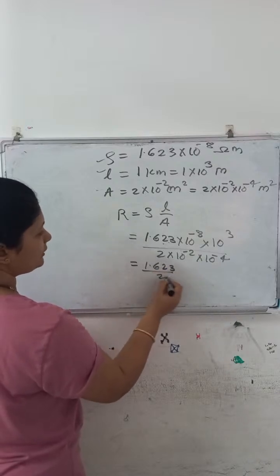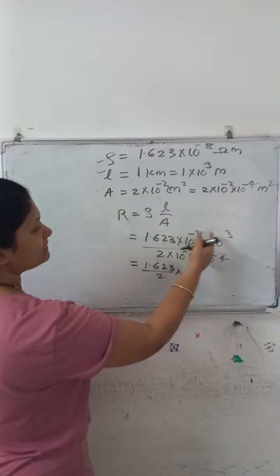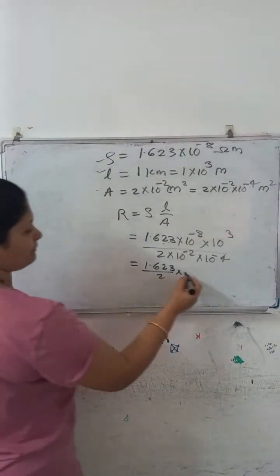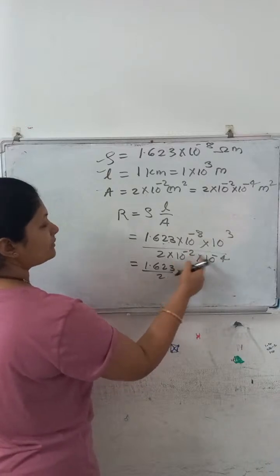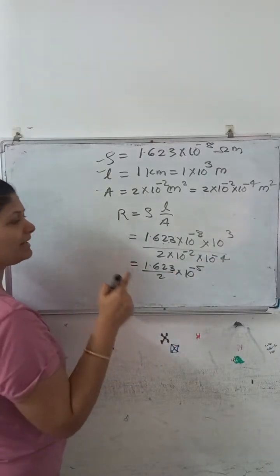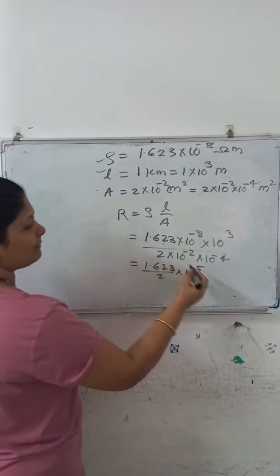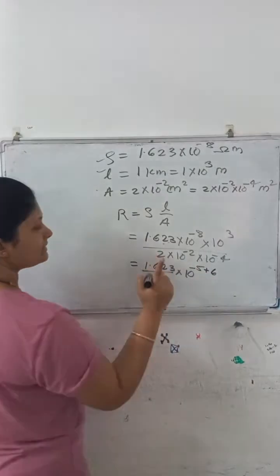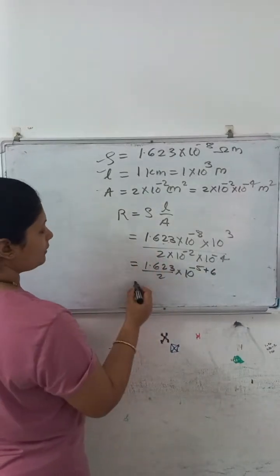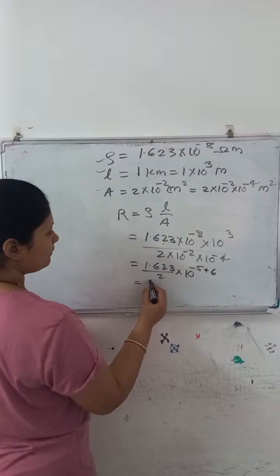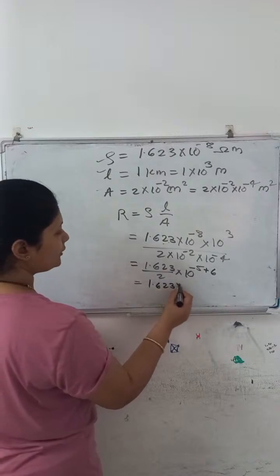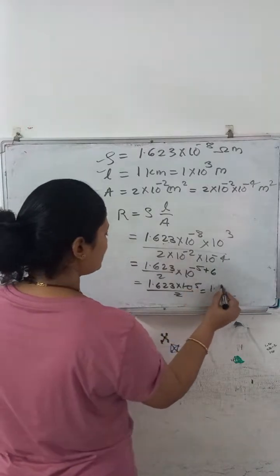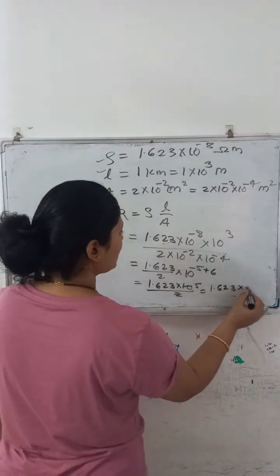1.623 divided by 2 into 10 raised to minus 8 plus 3. Minus 8 plus 3 is minus 5. And minus 2 minus 4 is nothing but what? Minus 6. Minus 6 goes up, that will become plus 6. Now minus 5 plus 6 is nothing but what? 10 raised to 1. So I will write here 1.623 into 10 divided by 2. So here 5. So you can simplify 1.623 into 5.